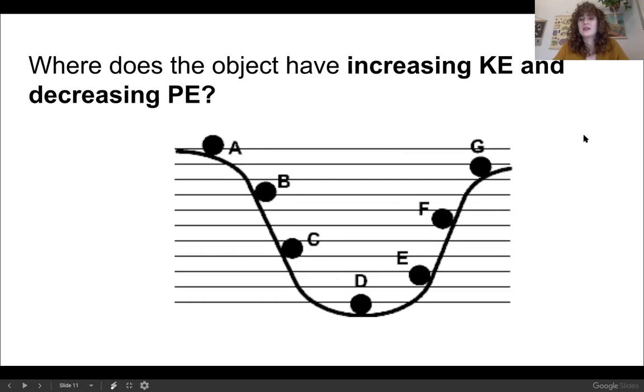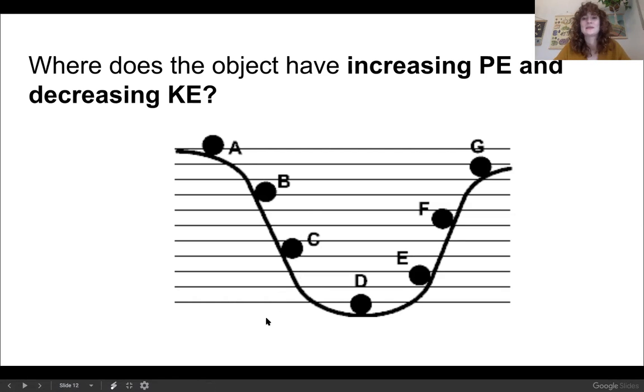Okay, now let's add a little bit more detail. Where along this track would it have increasing kinetic energy? That means increasing speed, and decreasing potential energy. That means decreasing height. So think about moving from point A to point G. Where would its speed be increasing, but its height be decreasing? Well, that would be on its way down a hill, right? Increasing speed, decreasing height. So B or C would be good answers for this question.